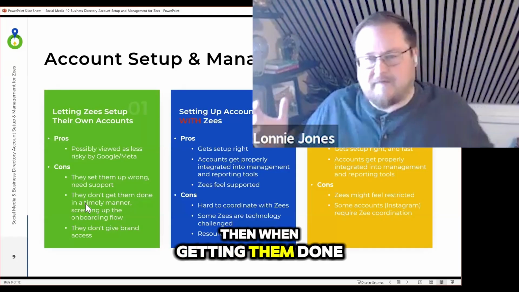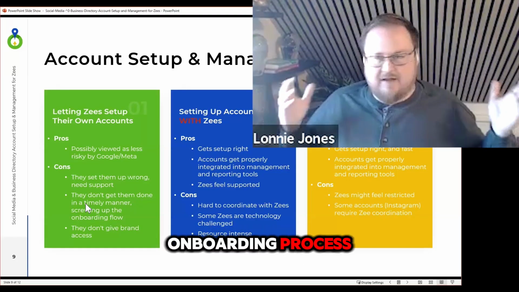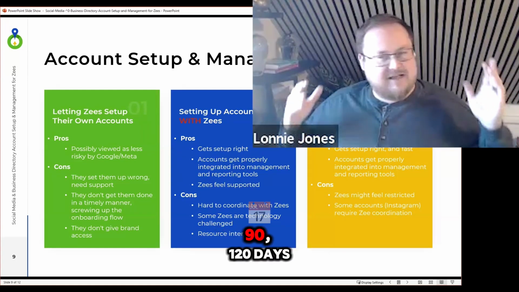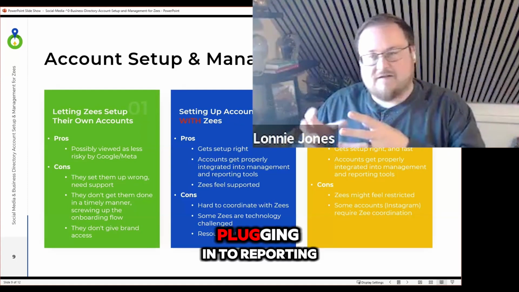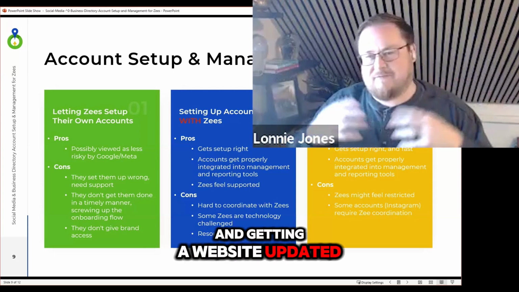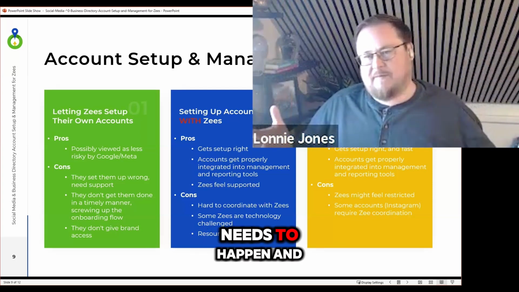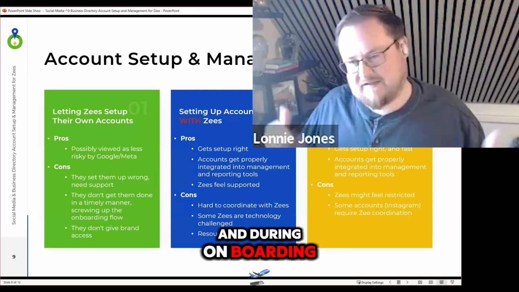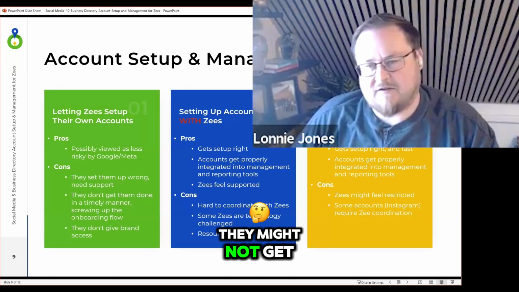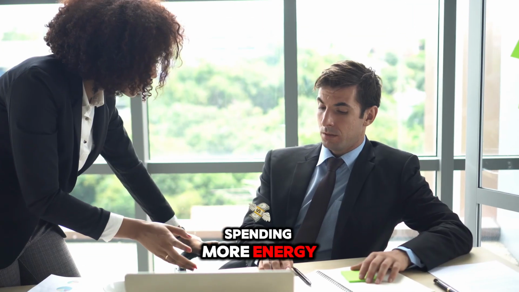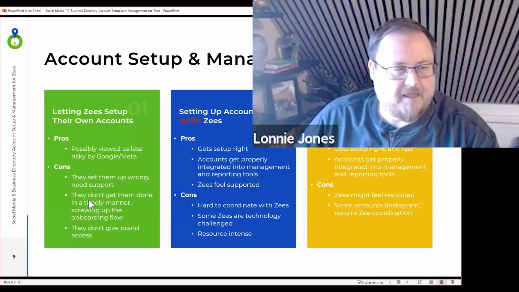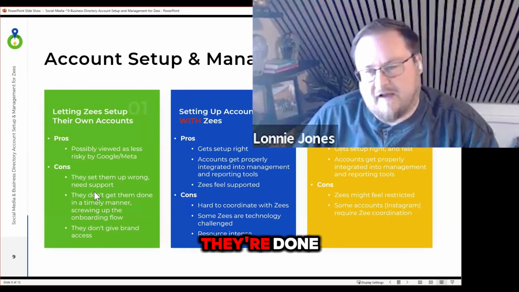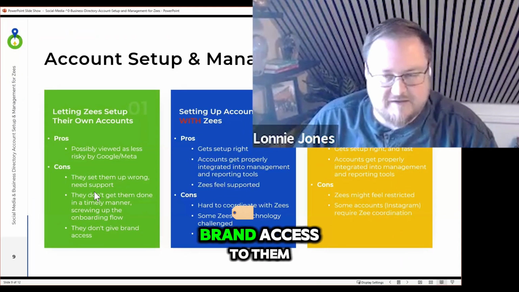Then when getting them done on time, you guys know the onboarding process. You guys want onboarding in 60, 90, 120 days, and getting these accounts set up, plugging into reporting and getting your website updated with links and things, it needs to happen. And during onboarding, these Z's are very busy. They might not get to it. And now you're spending more energy bugging them to get to it than it would take for you to do it yourself. And then also when they're done, they don't give the brand access to them.